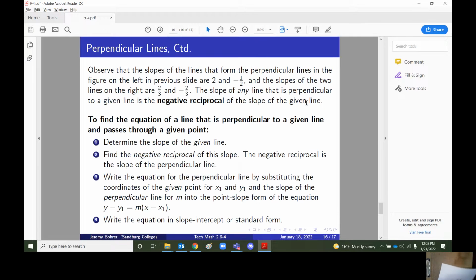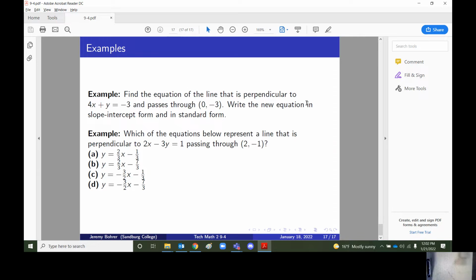Now we're talking about perpendicular lines. And the first problem we've got is we want to find the equation of the line that is perpendicular to 4x plus y equals negative 3, passing through (0, -3).